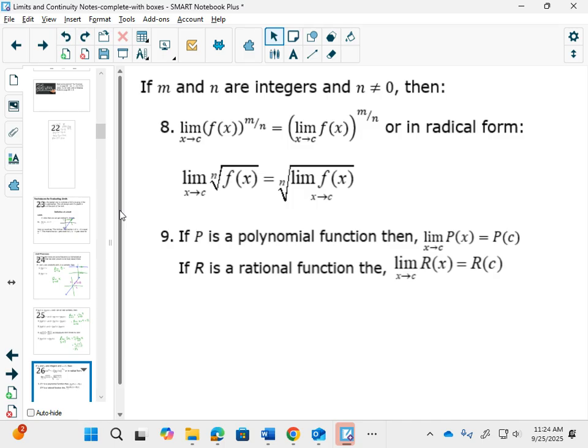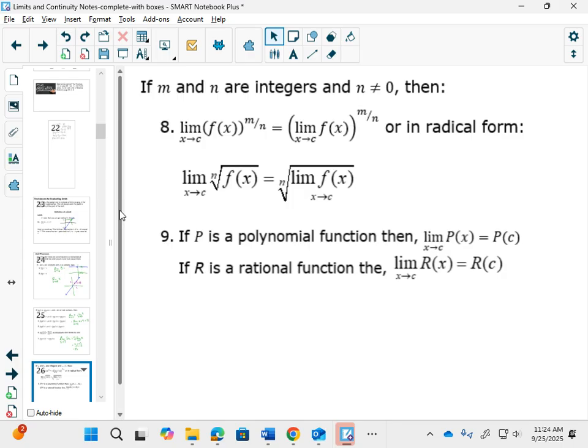Theorems 8 and 9. So if m and n are integers, which makes this a radical, and as long as n doesn't divide by 0, because your n can't be 0, because then you would divide by 0, then we can do limits like this.